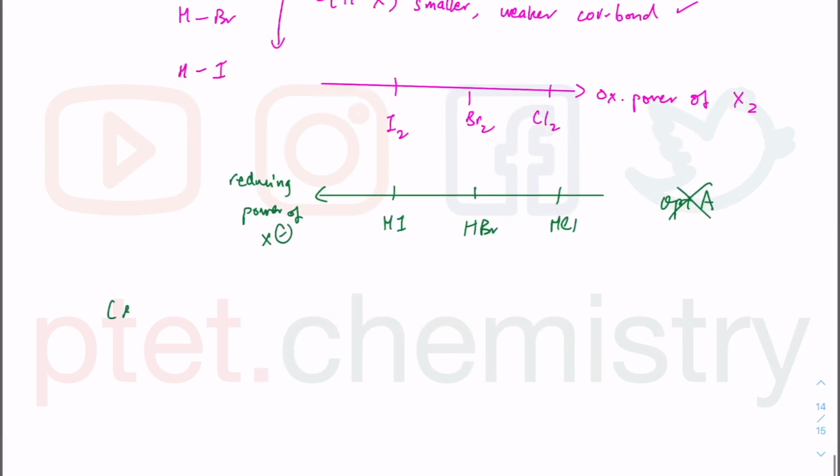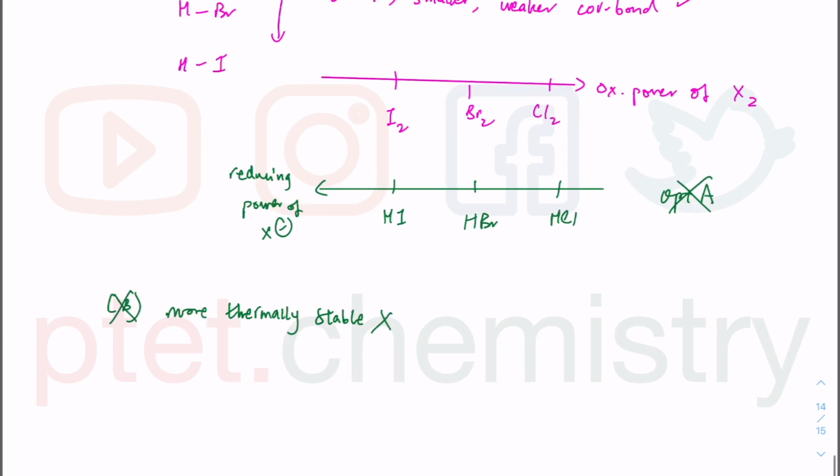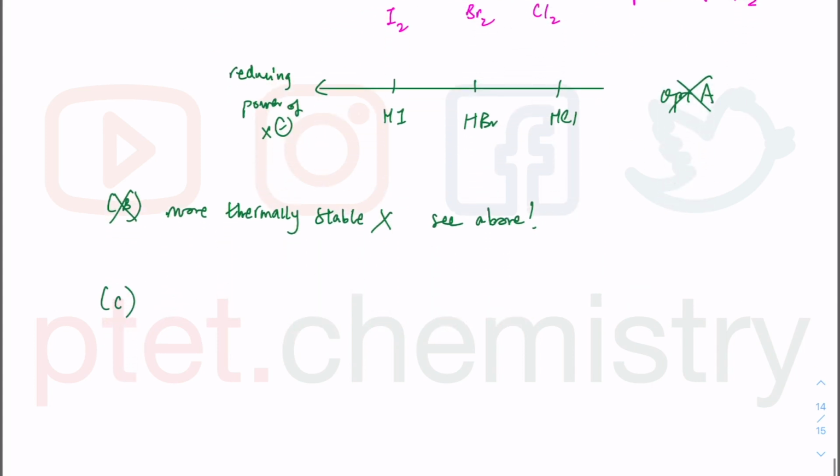Option B, it says it becomes more thermally stable, that is wrong already. So based on what I said earlier, we talk about the strength of the hydrogen halide covalent bond, longer covalent bond due to the bigger size of the halogen, so weaker covalent bond, and you could see from the data booklet they become less stable to heat as this bond needs to be broken and is a weaker bond. Okay, so more thermally stable is wrong, see above, and they like to ask this in structured questions as well. So now we're just down to option C and option D.